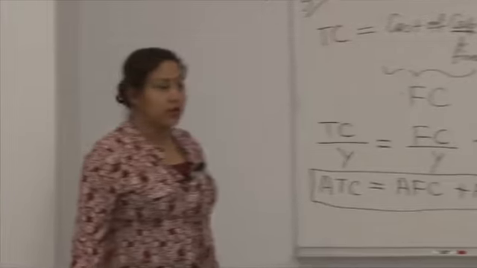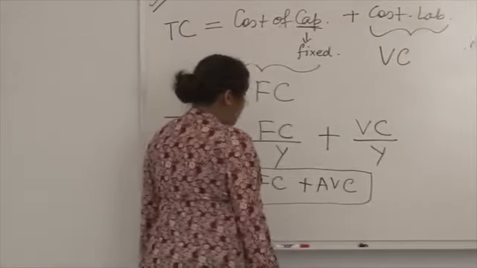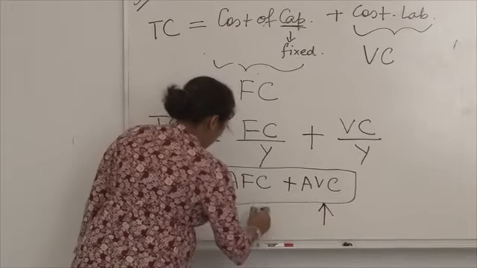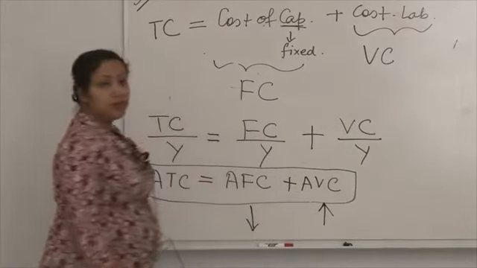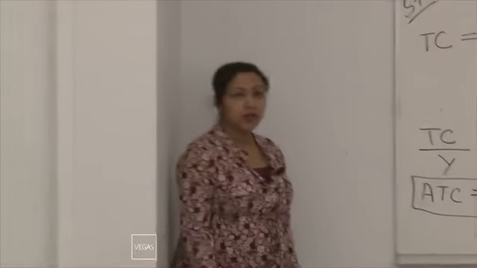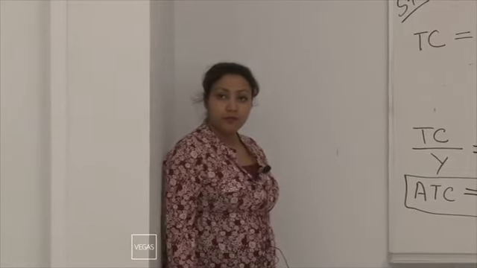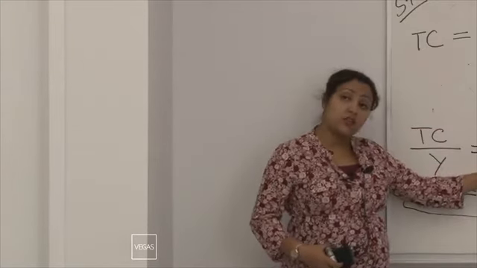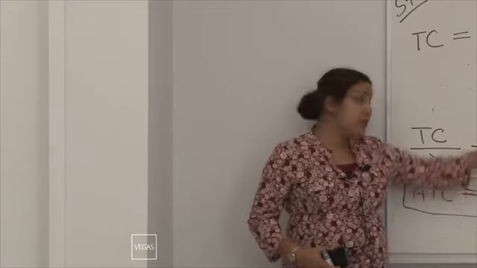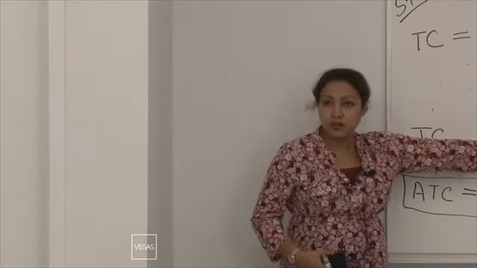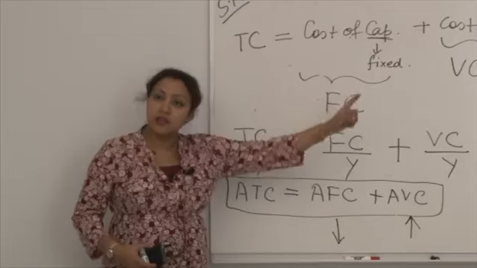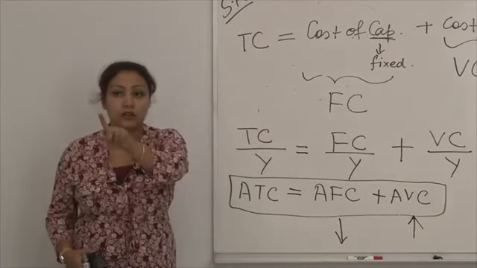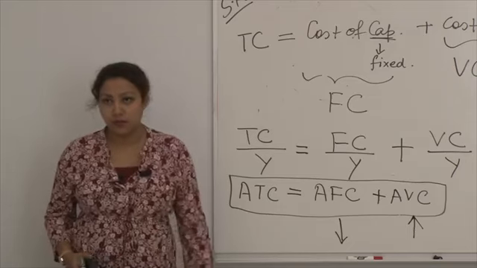Is everyone okay with that? So, that means we are saying that as y increases, you have an increase in the AVC, but you have a decrease in the AFC. Agreed? How can it decrease if it's fixed? Remember, the numerator is only fixed. This y is changing, right? So, this is fixed. If you have a fixed numerator, but the denominator is increasing, then as a fraction, the value of the fraction will decrease. Fixed cost is fixed, but average fixed cost is not fixed.